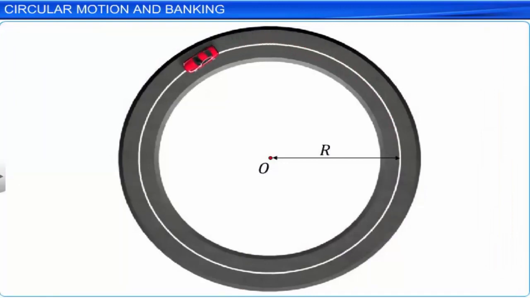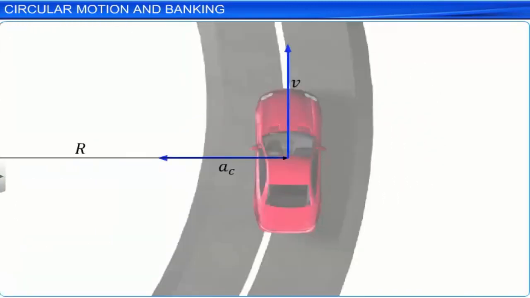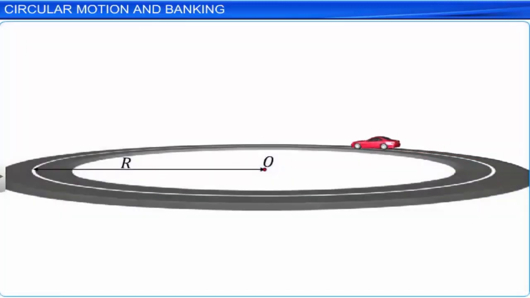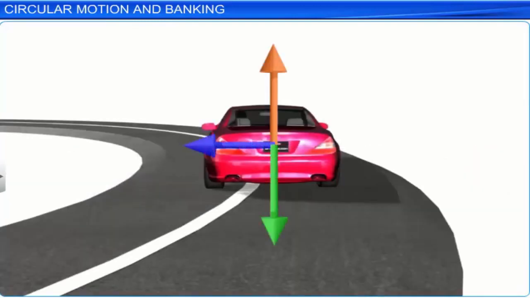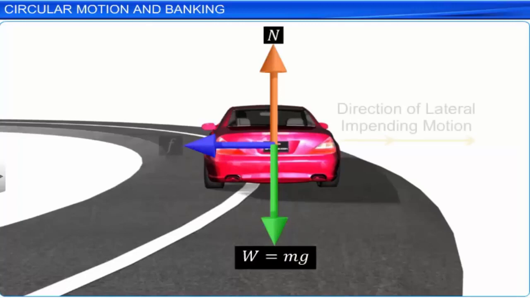Similarly, a car moving along a circular path at uniform speed also requires a centripetal force to keep it moving along the desired circular path. In this module, we will analyze the forces acting on the car during this motion. Let us consider a car moving on a level, curved road. There are three forces acting on the car, namely, weight of the car, mg, normal reaction, N, and frictional force, F.